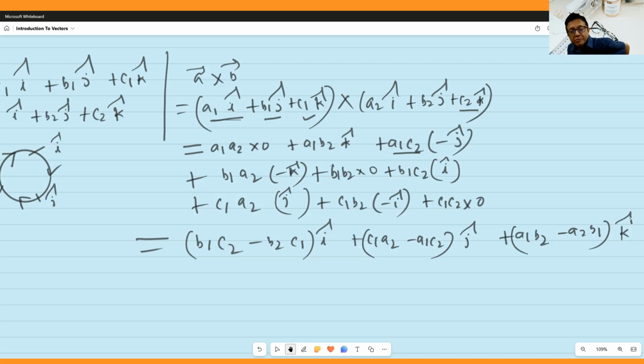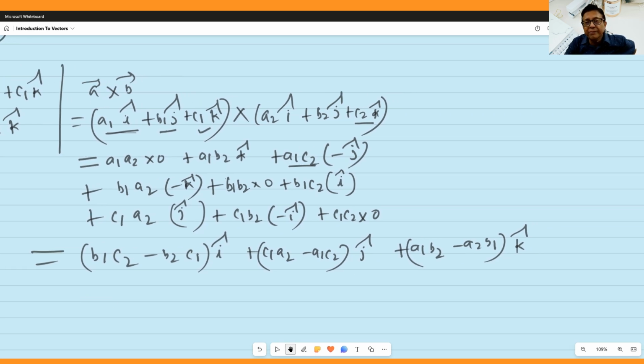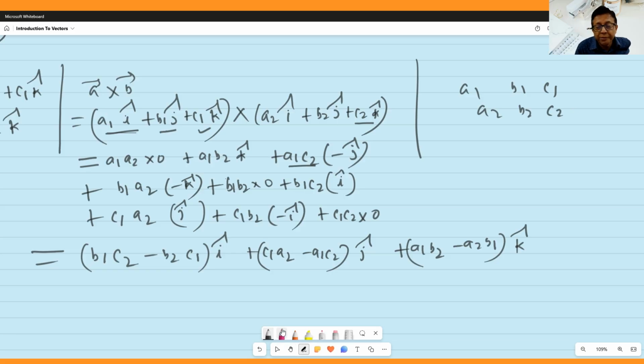Alright. Now I'm trying to find something in mathematical form. A1, B1, C1, A2, B2, C2. We arrange them. See the product over there? What is going to be? B1 C2, B2 C1. Then what do you have? C1 A2 minus A1 C2. Is it changed? So these are not going to do.